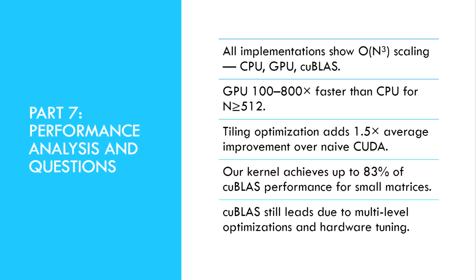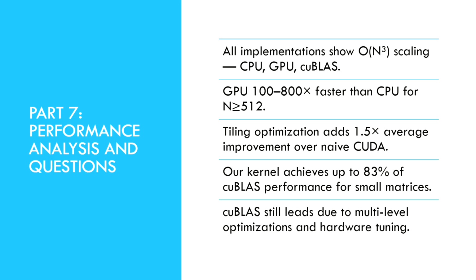The tiling optimization adds a 1.5 times average improvement over the naive CUDA. Our kernel achieves up to 83% of cuBLAS performance for small matrices. cuBLAS still leads due to multi-level optimization and hardware tuning.